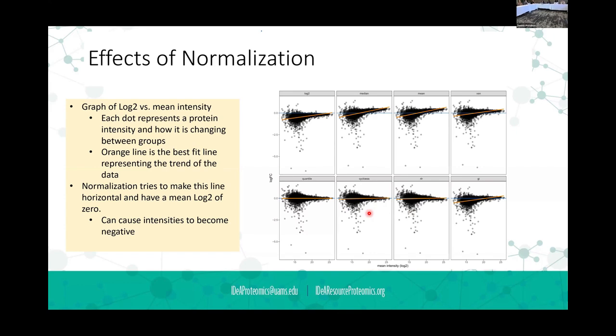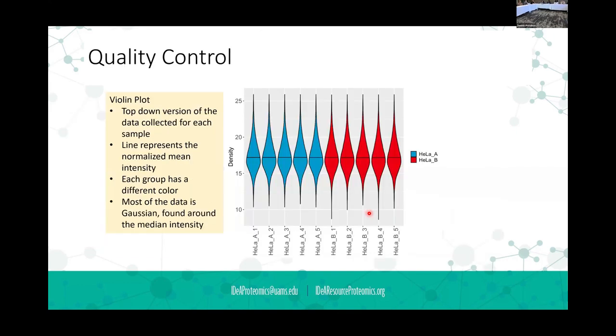There's a whole science here, you could have a whole class based upon just all of these techniques, but I'm going to go on and say, let's say we chose that, and we go ahead and apply that, and look at some quality control plots. This is a violin plot, which shows a top-down version of the data collected for each sample. You've got two different groups here: the blue group and the red group are the two groups I'm going to compare. They're two different HeLa samples.